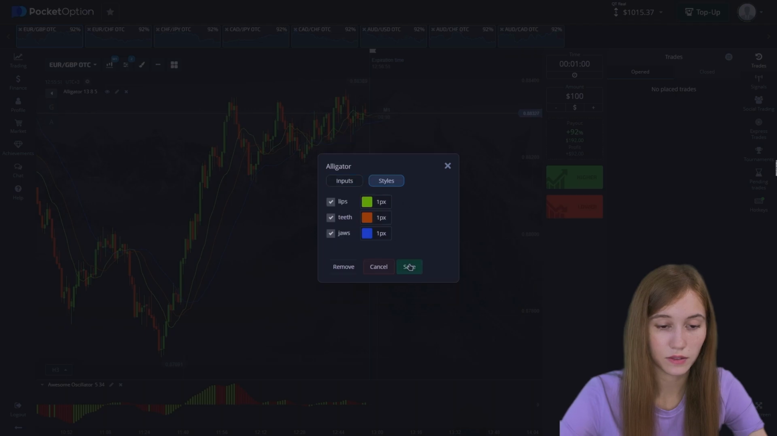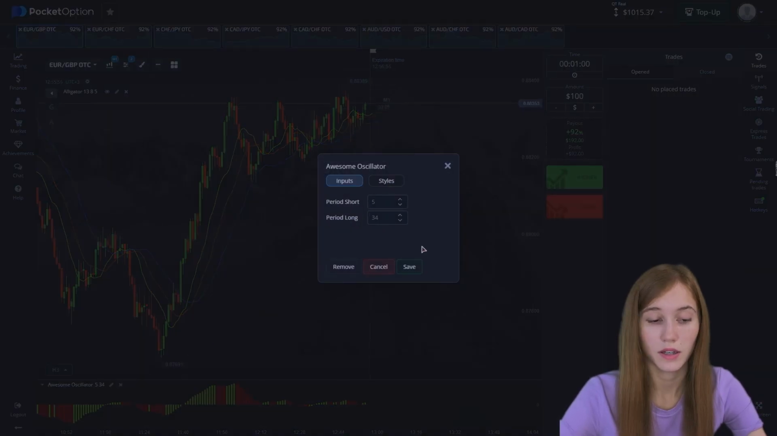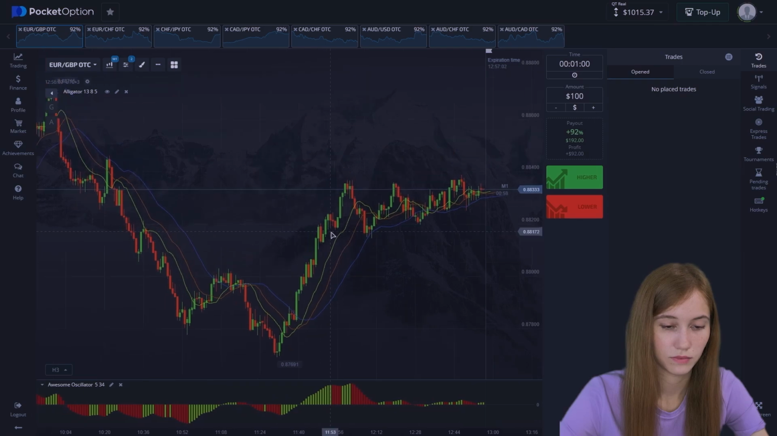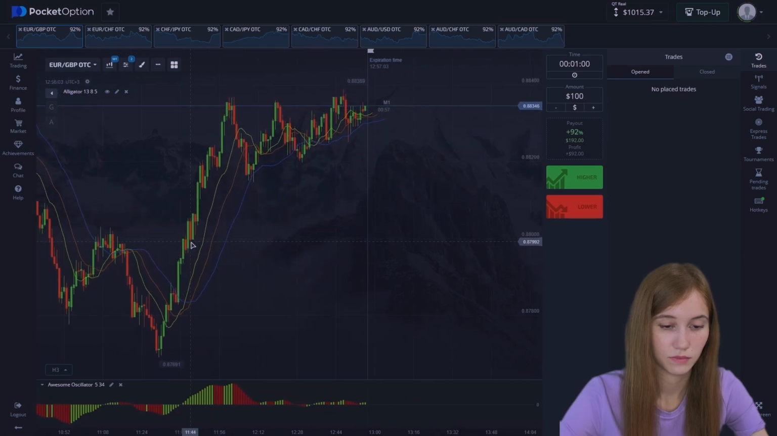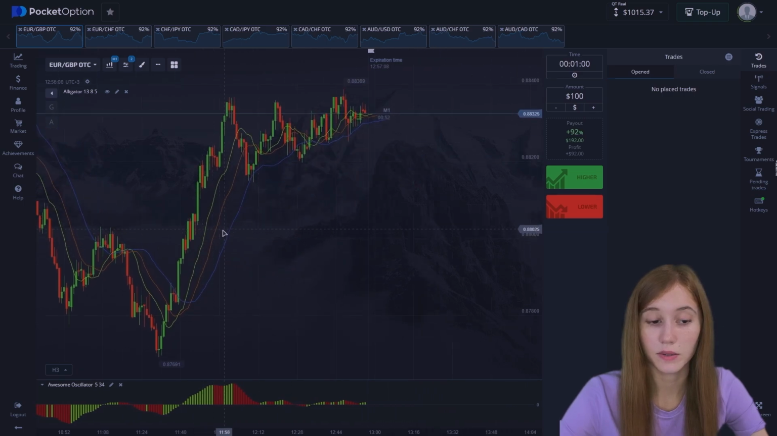Indicator, 2 indicators, alligator, its parameters, and the second. Also, these indicators are simple and can be easily used, especially together in one.